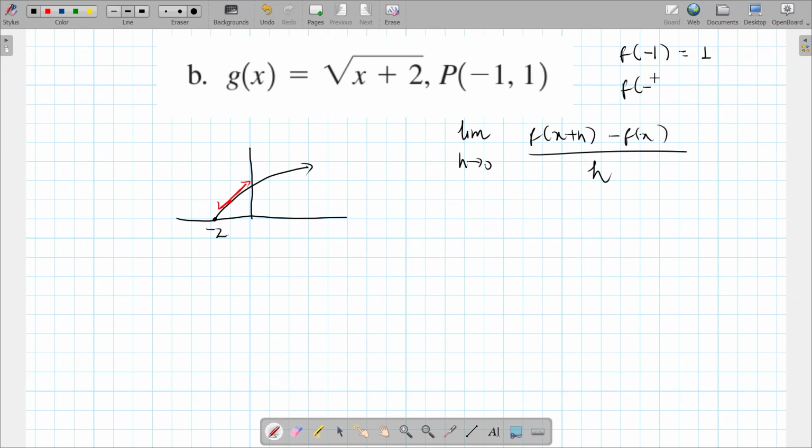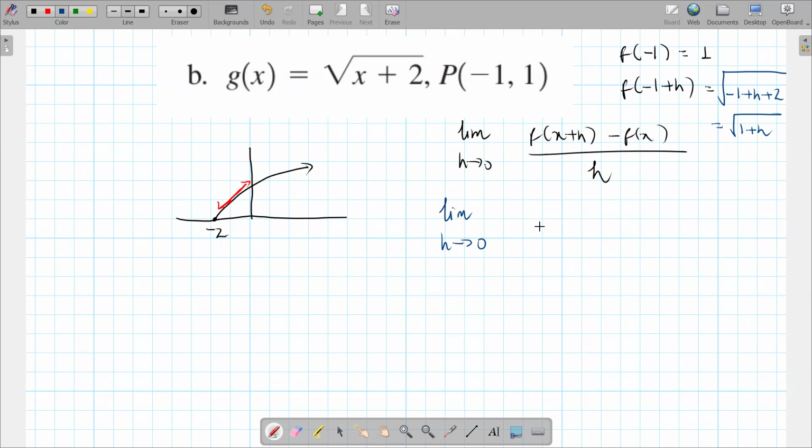What's f of negative 1 plus h, or f of x plus h? What would that be here? Square root of negative 1 plus h plus 2. Again, collect like terms. 2 minus 1 is a 1, so you have square root of 1 plus h. There we go. Those are our two things that we're interested in. Good? From here is just a simplification process.